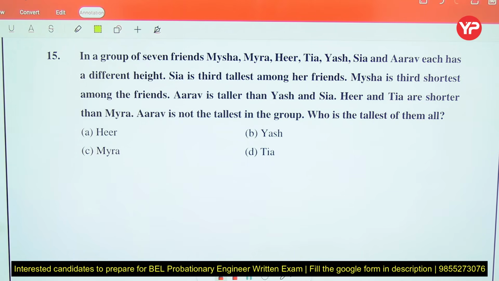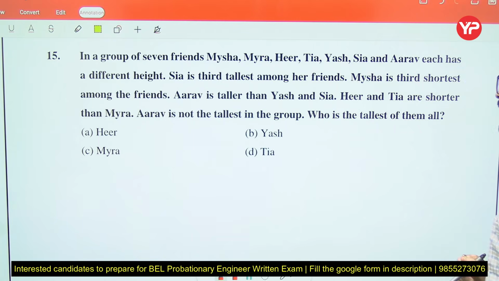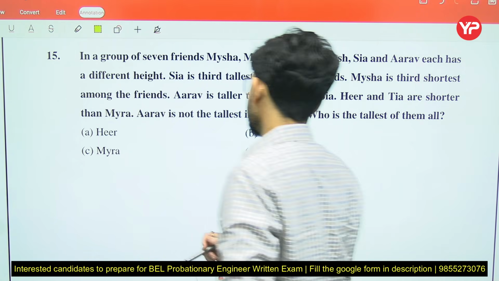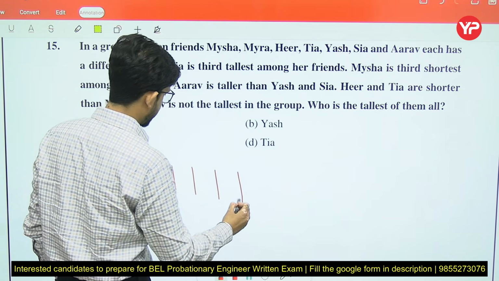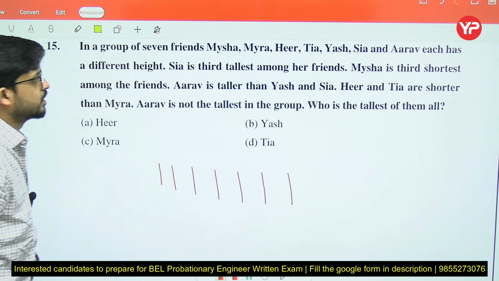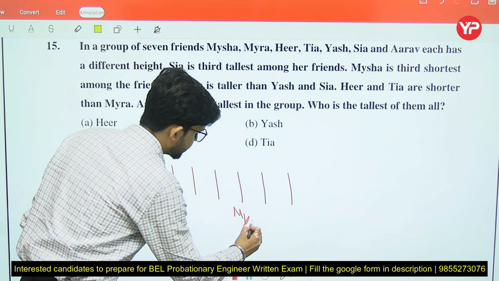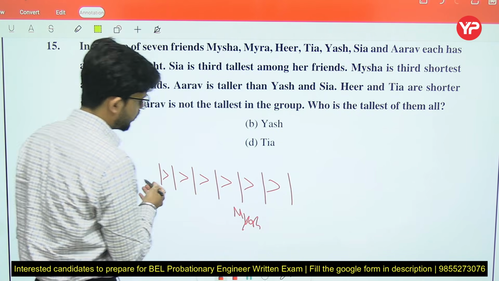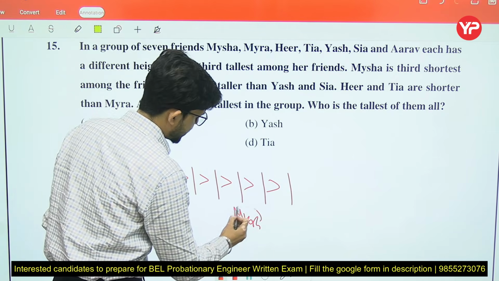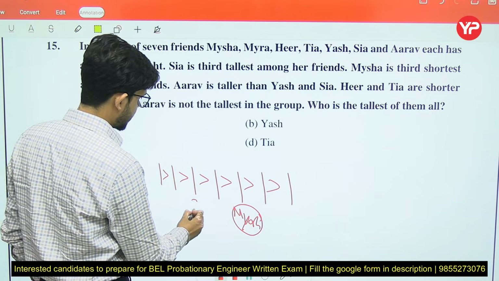A group of 7 friends, Maisha, Myra, Heer, Tia, Yash, Sia, Arnav, each are of a different height. First of all, they are 7, so I'm making 7 lines. Maisha is the third shortest, means Maisha is here. This is the sequence, tallest is this one. Sia is the third tallest, Sia is here.